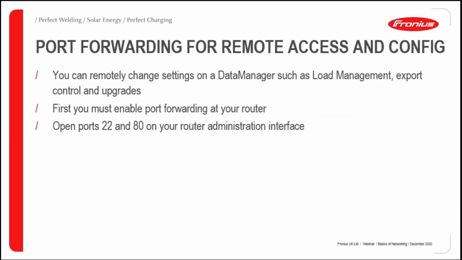Another very useful feature is port forwarding. And this enables you to remotely configure and change settings on the FRONIUS Data Manager, for example, load management, export control, and also to undertake upgrades. To do this, you need to open two ports, which are 22 and 80. This is done through the router's administration interface. So this will vary from device to device, but typically it will be found in the administration settings of the router.